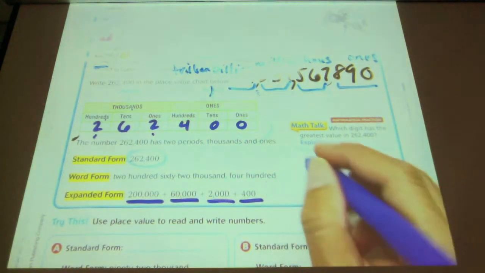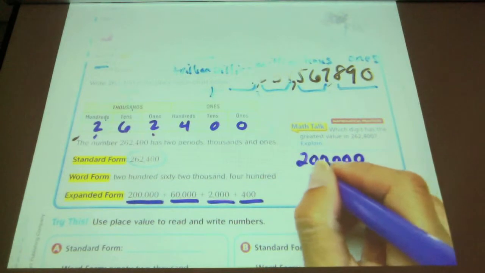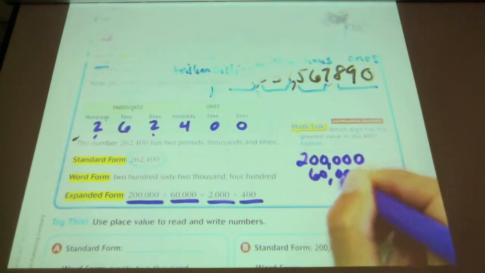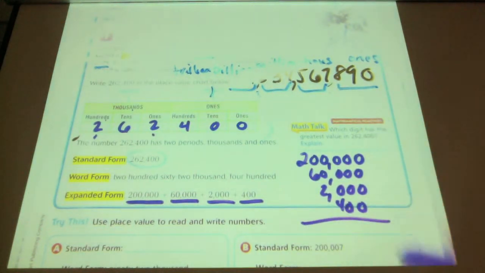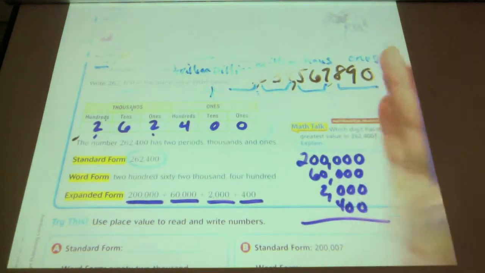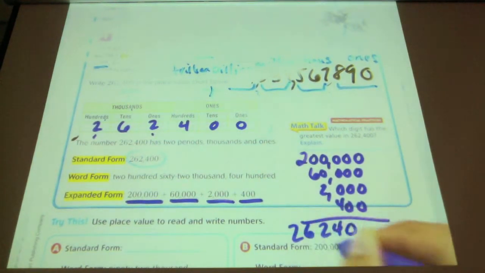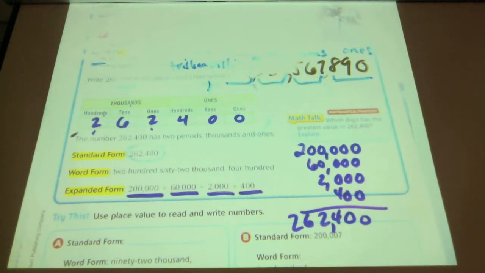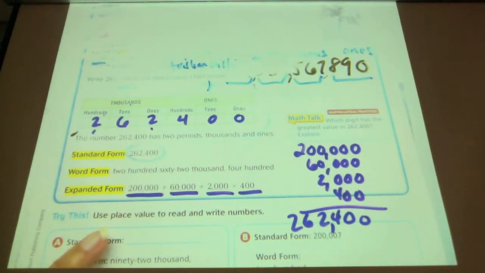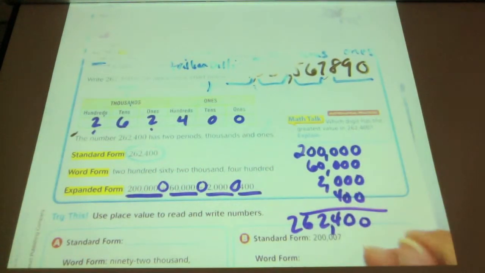Now, I don't know if you realize this, but I know you guys did expanded form in 3rd grade, right? It's not brand new. So if I line them up, keeping my zeros, my right sides lined up, if I add those, well, look at what number I get. 262,400. When you do the expanded form, that's why they put the plus in there. Because when you add those all together, it should come back to your original number.